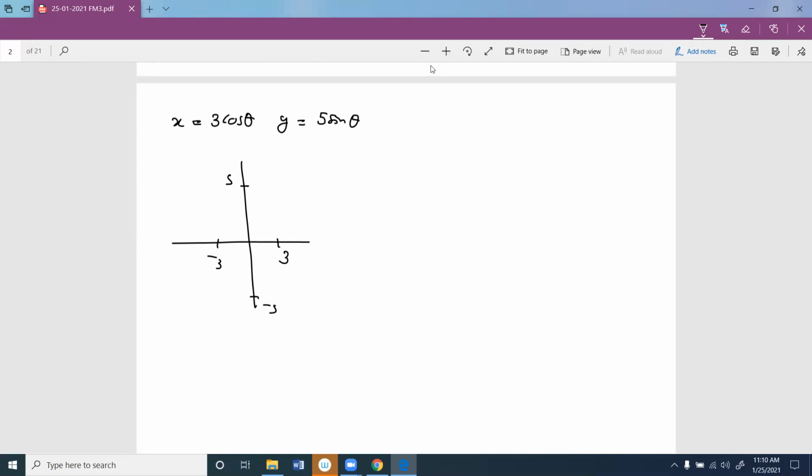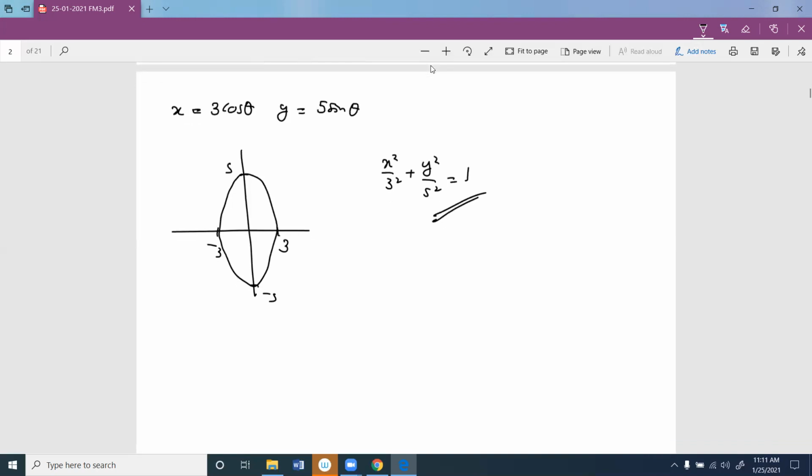So you can just draw an ellipse just like this. That is an ellipse. Then if you want to get the Cartesian equation, you can say this is x squared over 3 squared plus y squared over 5 squared equals 1. That is the Cartesian equation for this. That's a way of getting this answer. So you can get any kind of Cartesian or parametric equation, and you can convert into any and do the sketching part even. It does not make a difference, right?